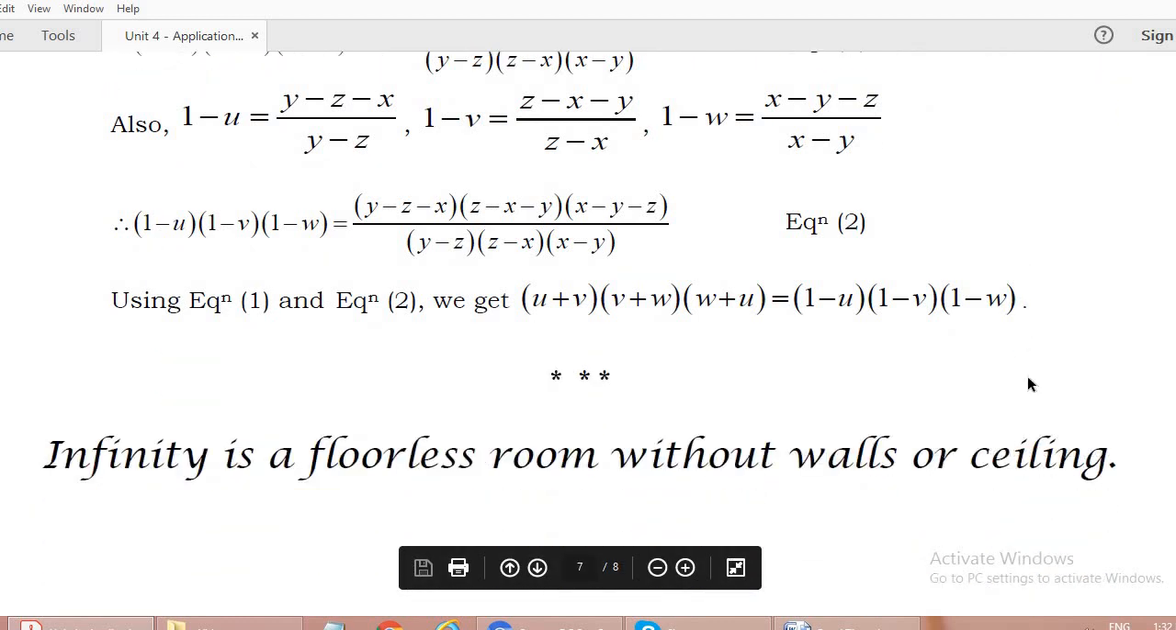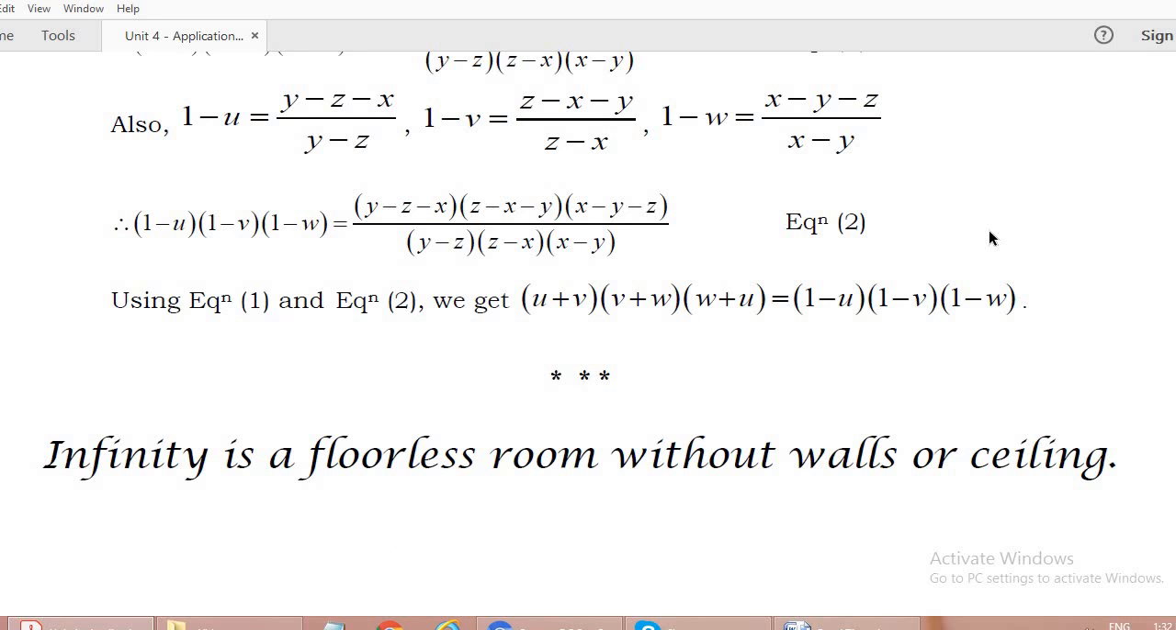And thus in this session we have discussed a sufficient number of problems on functional dependence. So do a lot of practice, and in the next session we'll be coming with the remaining applications of partial differentiation. Have a nice day.